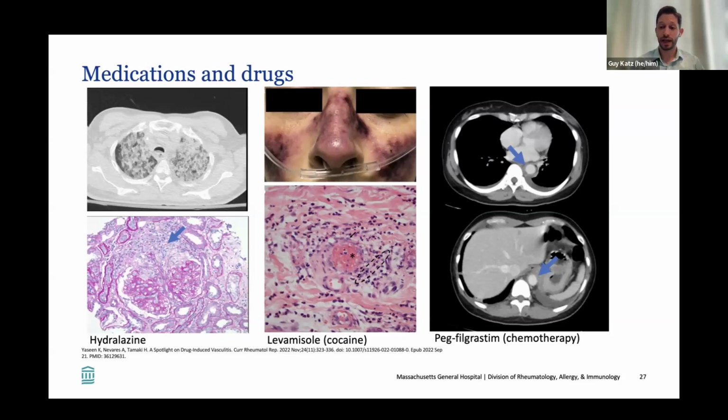And on the right is a medication called pegfilgrastim, which is used together with chemotherapy in people who are getting chemotherapy for cancer, and has been well described to potentially cause inflammation of the aorta, which is what the blue arrows are pointing to. This is the large blood vessel that carries blood to most of the body and can become inflamed in some people as a result of this drug.